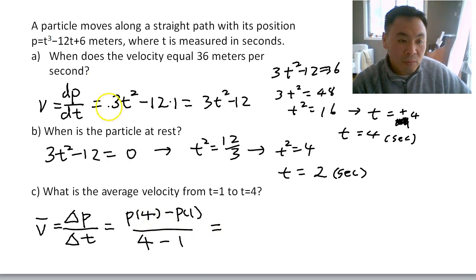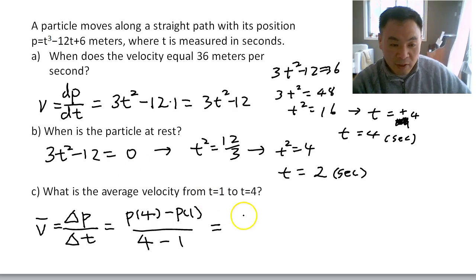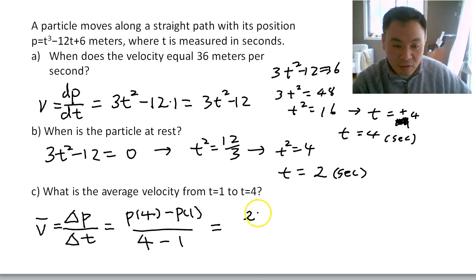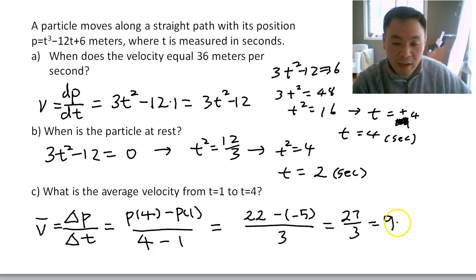Now if you plug this 4 in here, 4 cubed minus 12 times 4 plus 6, using your calculator, or you can do this by hand, you will see that the answer is 22. And if you plug in 1 to this, you're going to get negative 5. So you have to subtract 22 minus negative 5. And 4 minus 1 is 3, so you have to divide it by 3. That's 27 divided by 3, which is 9.